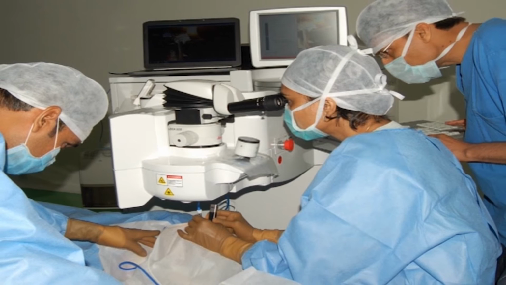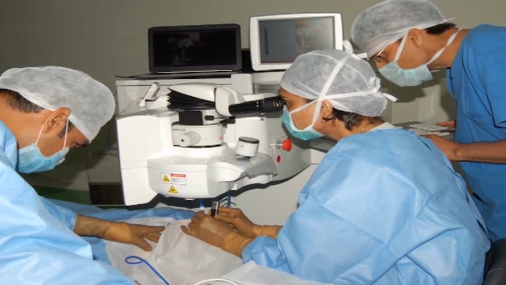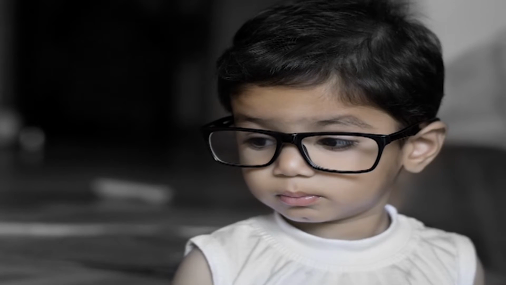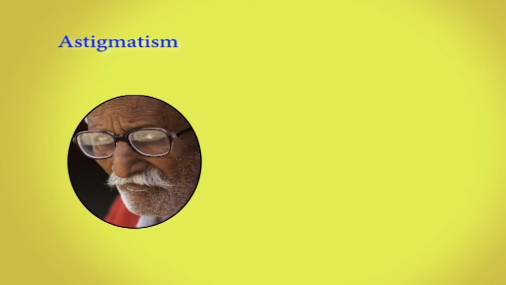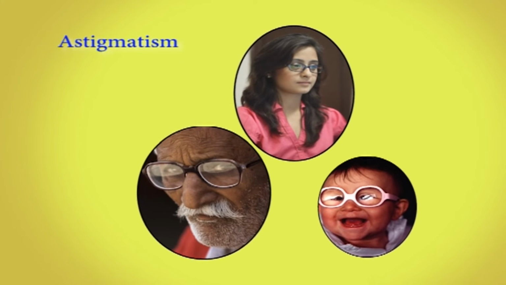Despite extensive research, the exact reason that causes astigmatism is not known. Heredity is said to be the most common cause. The genetic trait may also explain why many young children are affected by this condition. Unlike presbyopia, which affects only older people, astigmatism can affect people of all ages.